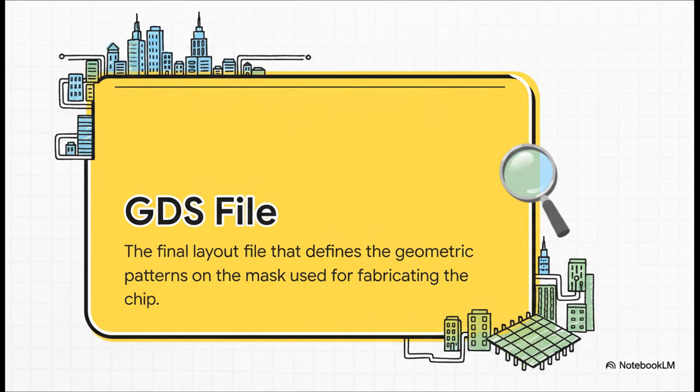And what is that final blueprint? It's a specific type of file called a GDS file. This file is the grand finale. It is the culmination of all that work. It contains the exact geometric patterns for every single layer that will be used to manufacture the chip. Every transistor, every wire, every connection. It is the master set of instructions that the factory, the foundry, will use to actually build our microcity.